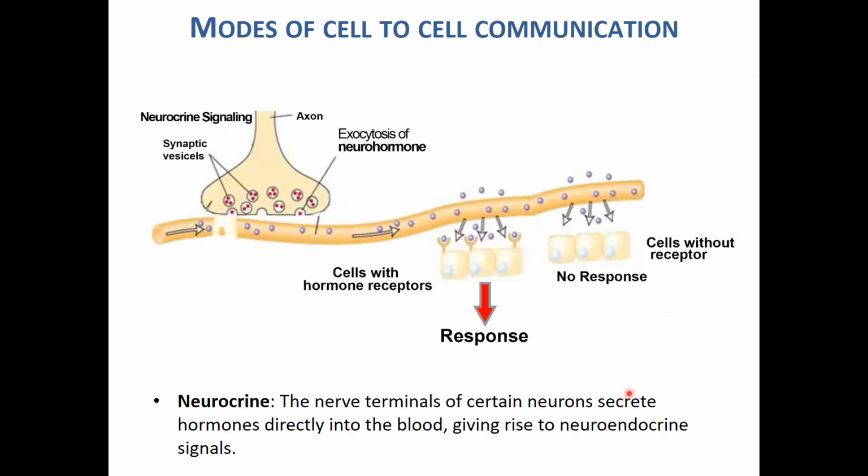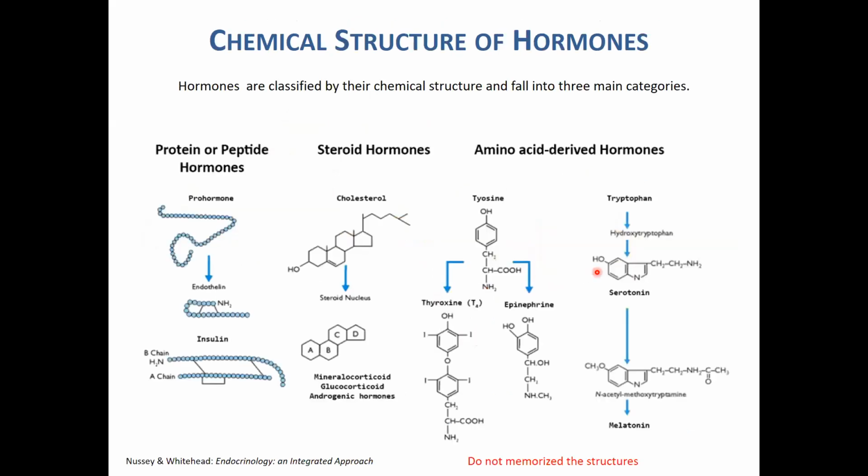And finally, we have neuroendocrine signaling. In this mode of signaling, the neuron produces and secretes the hormone into the blood system, and it travels some distance where it meets the target cell that expresses a receptor. Notice that only the cells that have the receptor have a response. If it doesn't have a receptor, there's no response. Examples of that are the hormones vasopressin and oxytocin, which are released from the posterior pituitary gland. All right.